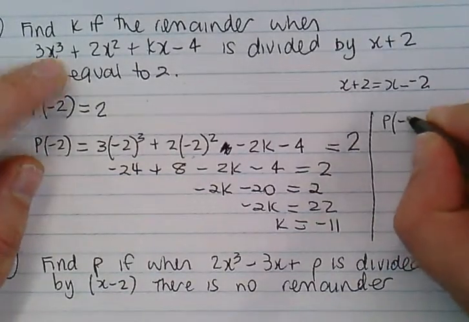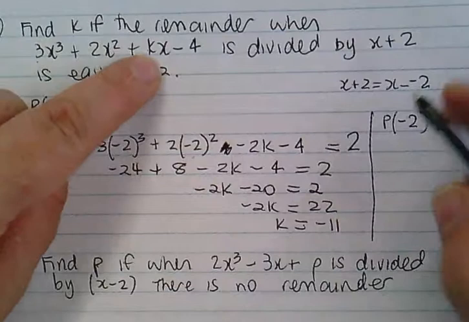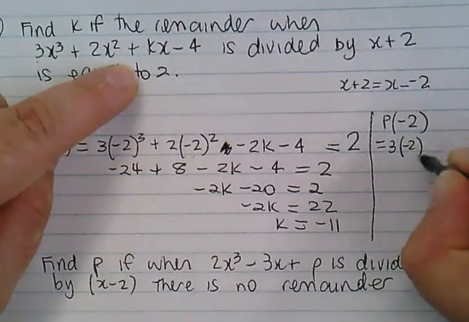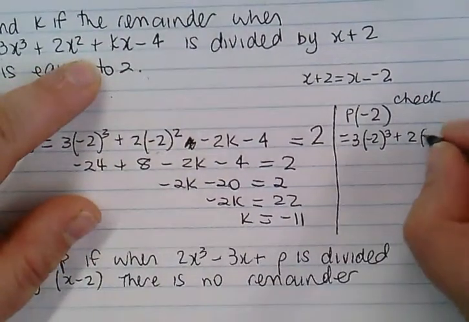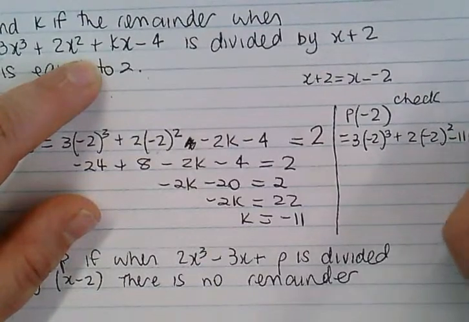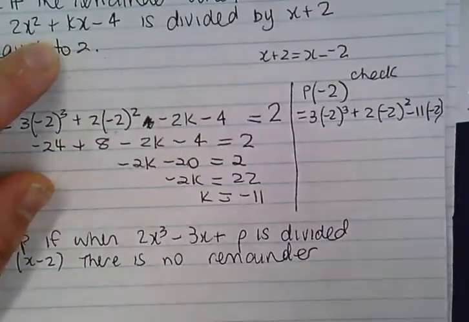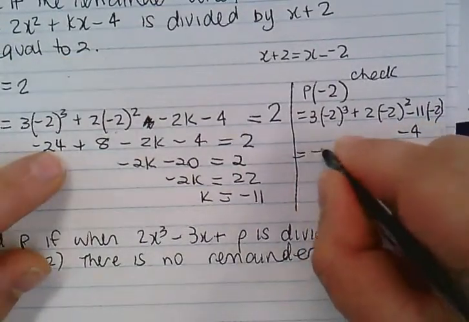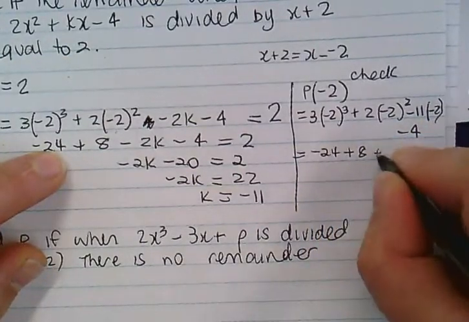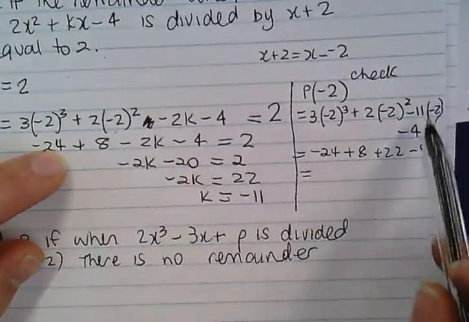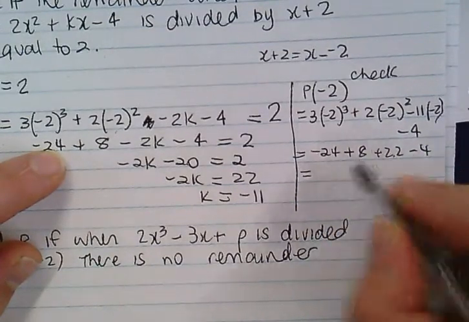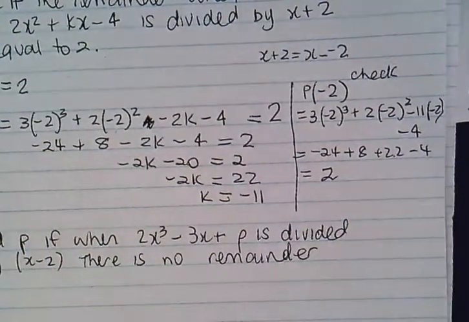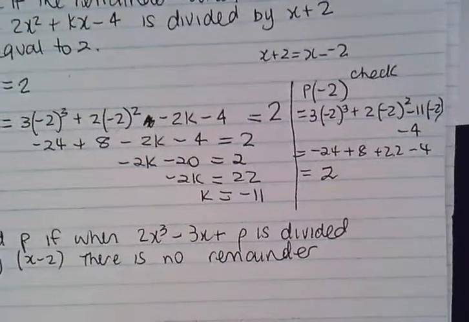If I do p of negative 2 again, now that I know that k is negative 11, let's have a look. It's 3 times negative 2 cubed plus 2 times negative 2 squared minus 11 times negative 2 minus 4. I'm just seeing what I get. I get negative 24 plus 8 plus 22 minus 4. That's negative 2, negative 6 plus 8 is 2. So it works. k is negative 11. All right? All right, the next one.